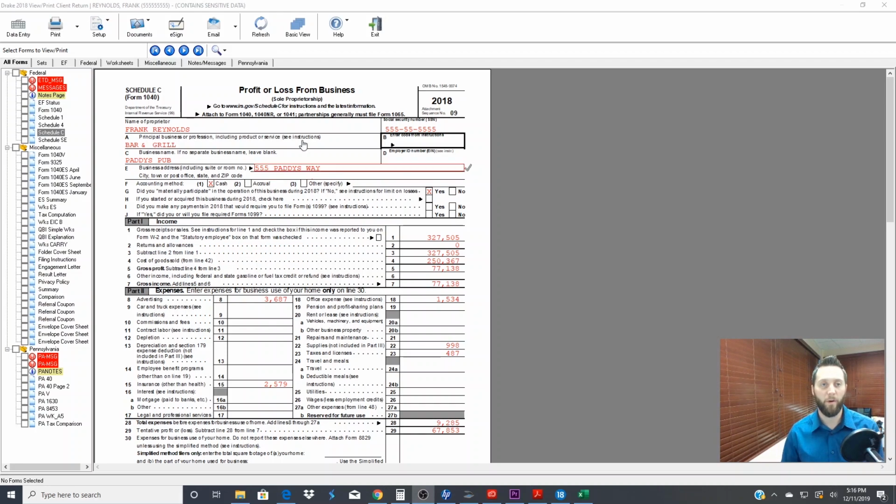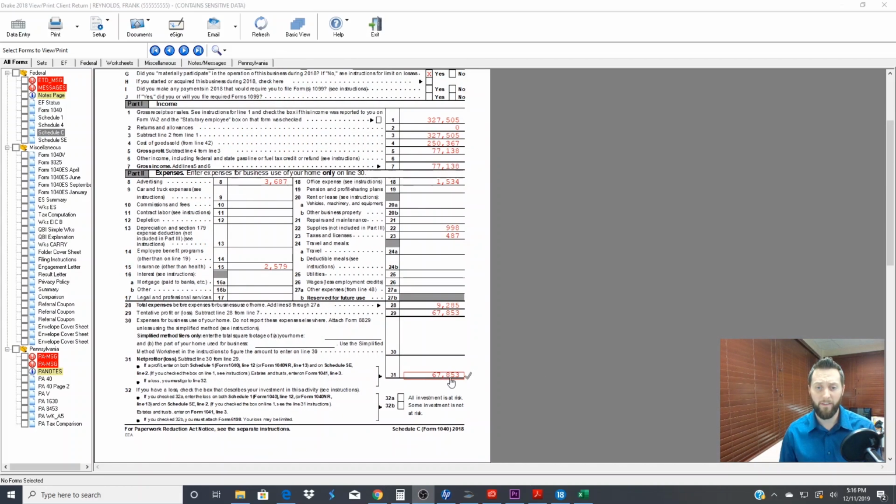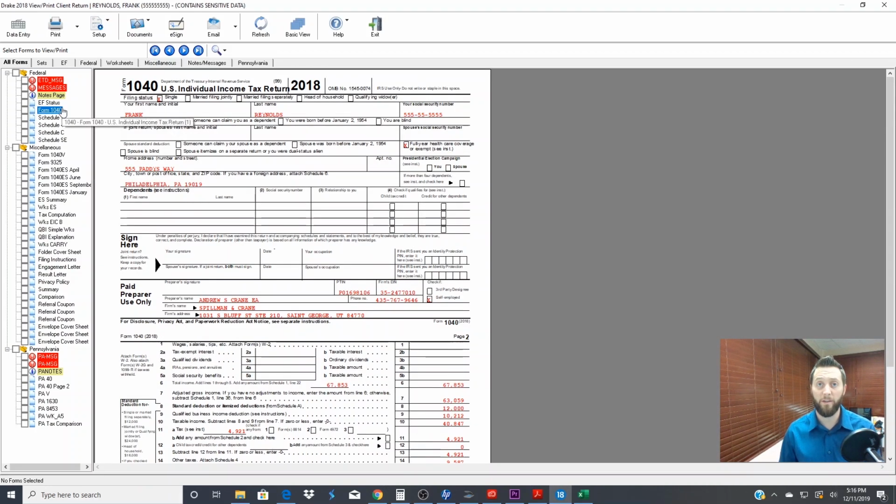Now, Schedule Cs are used for single-member LLCs and also sole proprietors who don't have any other entity classification. So the way a Schedule C works, it is a pass-through entity, which means it just flows through to your personal 1040, and that's where the tax is assessed. So we can see here the 67,853, and now we will jump over to the 1040 and I will show you how all of this works in your personal tax return.